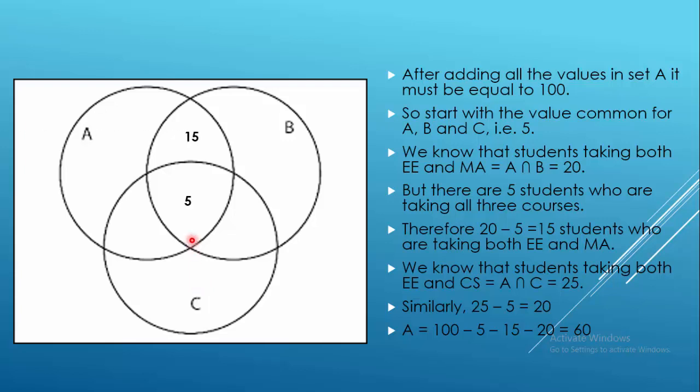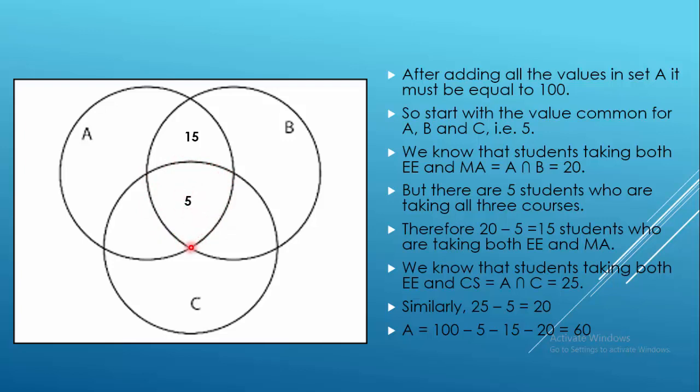Then what we do is that we write a number over here. This number is actually nothing but subtracting this value from this value. Actually, this 20 over here, this A intersection B, is this whole area over here. This area is A intersection B, and this area is A intersection B intersection C. We already have written 5 students over here.